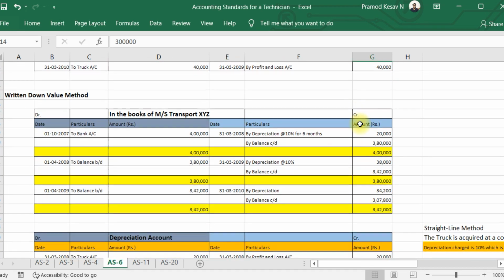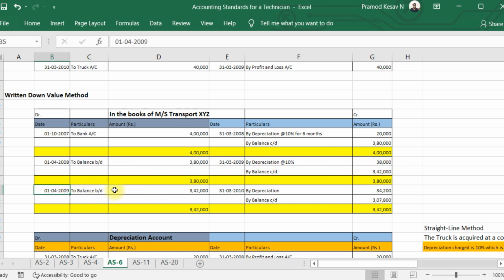Now let us see what figures we get by the written down value method. The depreciation calculation is the same. The only difference is in the amount that is carried down. So on 31st March 2008, when the books are closed, the balance which is carried down is 3,80,000, which would be brought down in the new year, 1st April 2008. So the depreciation calculation in the year 2008 we do based on this 3,80,000 and not 4,00,000. That is why 10% of 3,80,000 is what we charge for depreciation, which is 38,000.